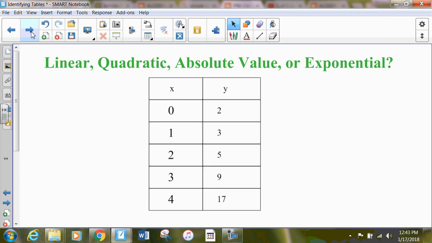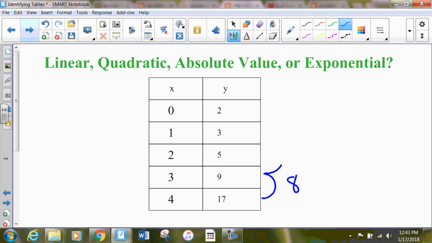Let's try another table. Once again, we're going to do the hoops, but just on the output side. And so 17 minus 9 is 8. 9 minus 5 is 4. 5 minus 3 is 2, and 3 minus 2 is 1.